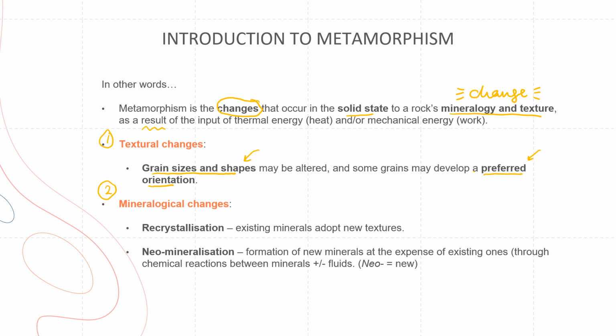Next, when we're talking about mineralogical changes, we're referring to recrystallization, so having existing minerals adopt new textures, and neomineralization. So neo, which means new, means that there is a formation of new minerals at the expense of existing ones. So this is the result of chemical reactions. So those are the two changes that we will be paying attention to in the process of metamorphism.